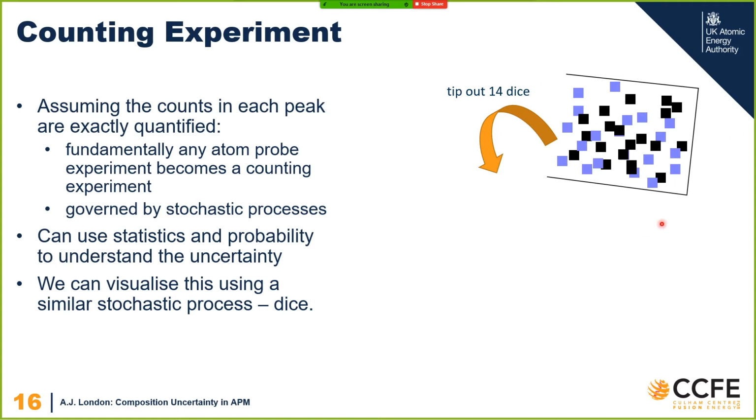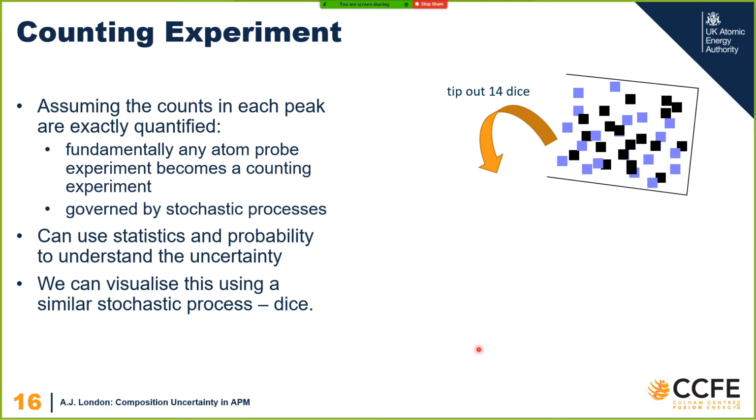Imagine we've got a bucket full of different coloured dice, and these different colours represent our different species of ions. Our atom probe experiment is fundamentally a counting experiment. We turn the detector on, we count for some time, and then we turn it off, and we've got some number of counts in some mass bins at the end of the day. Therefore, we can use a whole bunch of statistics and probability to understand the uncertainty in the processes that are going on. We can use dice to visualize this stochastic process.